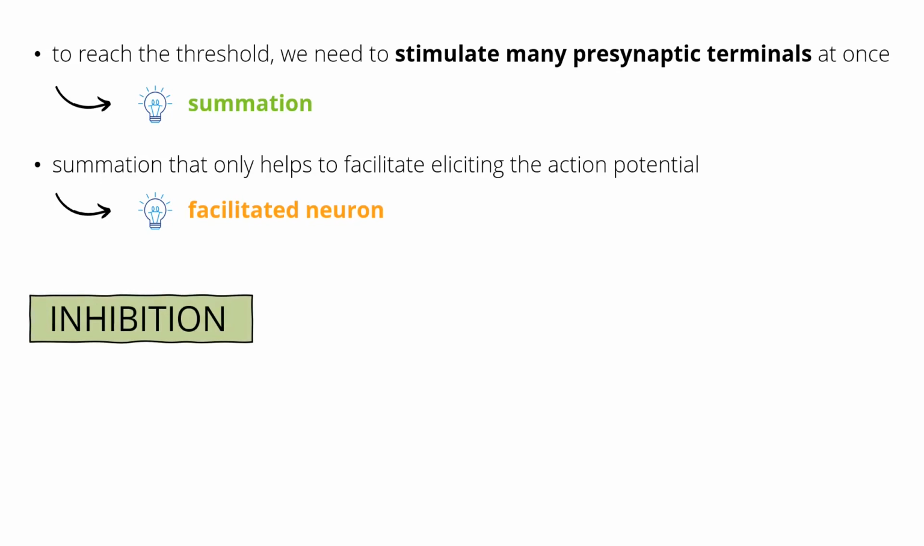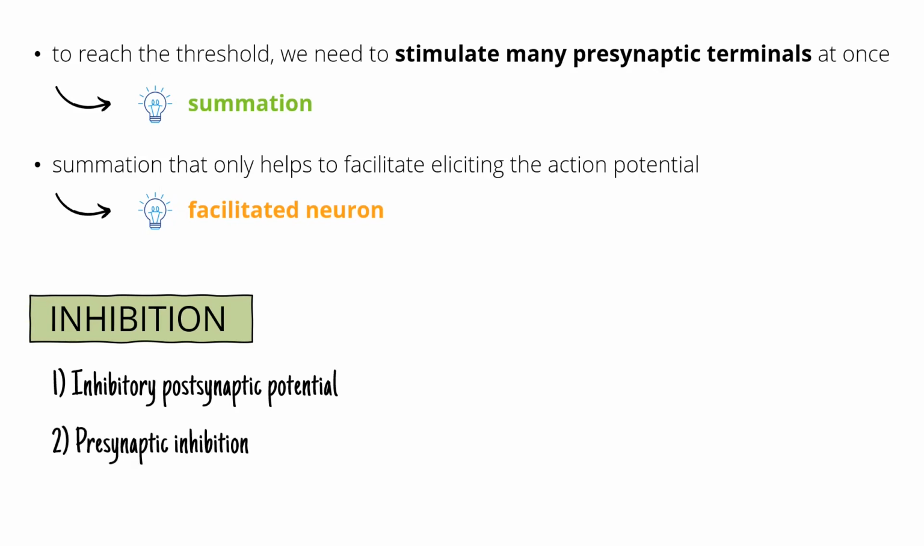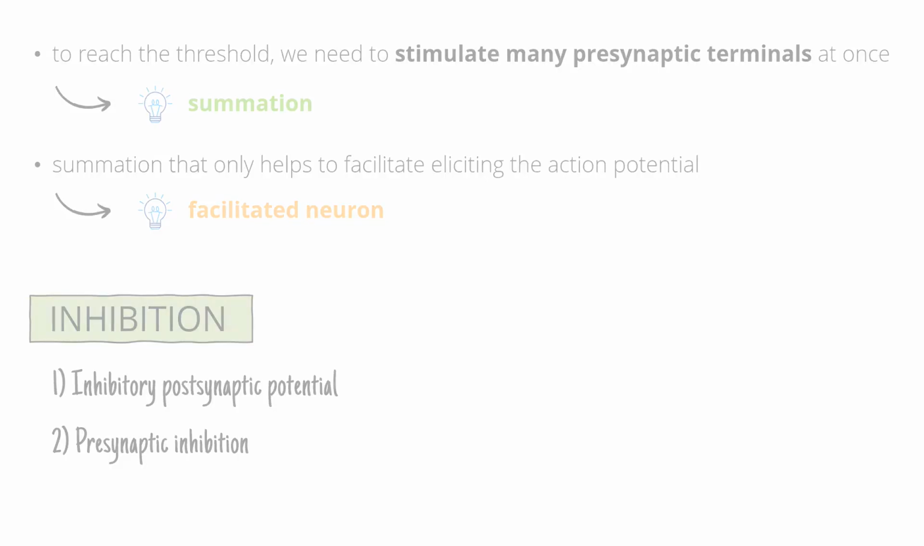Now imagine that we want to inhibit the neuron instead. Then there are two options. We can either create the so-called inhibitory postsynaptic potential, or we can inhibit the presynaptic terminal before the action potential even reaches the synapse. That's called presynaptic inhibition. Let's talk about the inhibitory postsynaptic potential first.